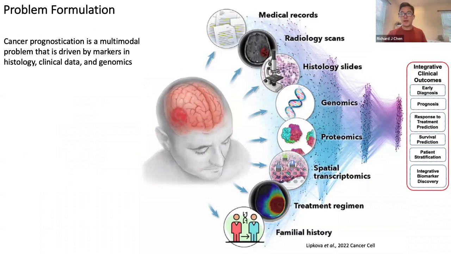Though weakly supervised AI can potentially be developed for cancer prognosis using whole slide imaging, in the broader context of current clinical management of cancers, cancer prognostication is a multimodal problem driven by markers in both histology and genomics, and other clinical data such as age and gender. So we not only want to look at how to use pathology alone for cancer prognosis, but also incorporate all of these other modalities into the supervised learning problem.